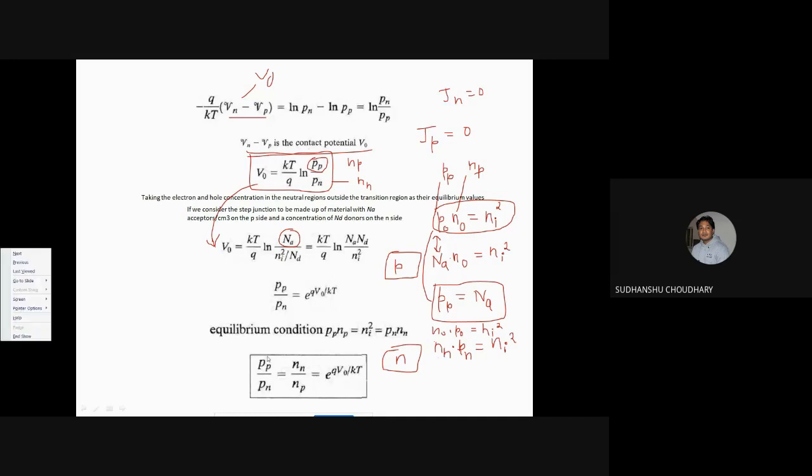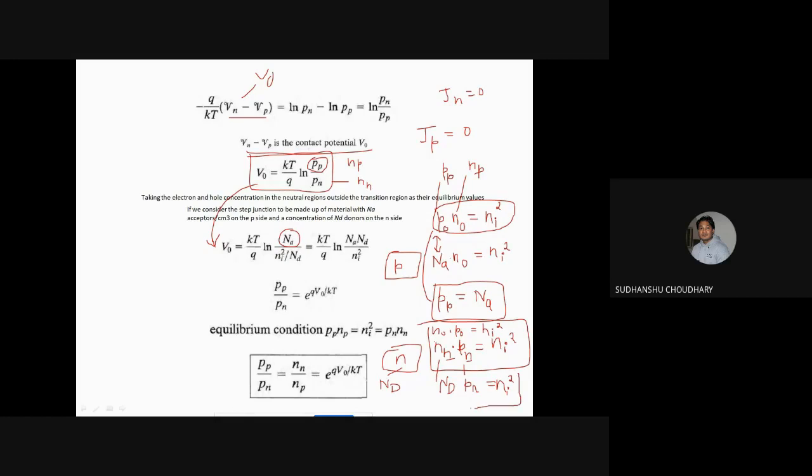For an N-type semiconductor, I can write that electrons in N-type semiconductor multiplied by holes in N-type semiconductor, where the subscript means N-type semiconductor, is equal to Ni square. Since N-type is formed by doping the semiconductor with donor impurities, this Nn can be replaced by the donor impurity concentration Nd. And this Pn remains the same; it is holes in N-type semiconductor.